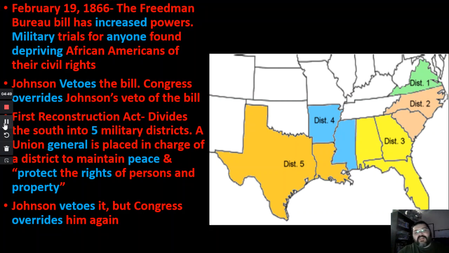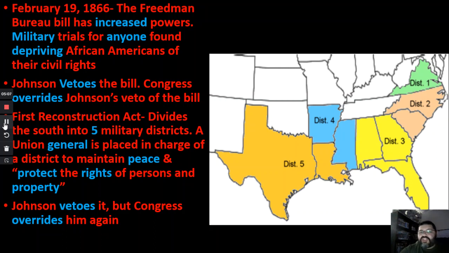Now, another bill was created called the First Reconstruction Act. Basically, what it did is, if you look at that map there, it broke up the southern states into five districts. Okay. And a Union general was placed in charge in each district.